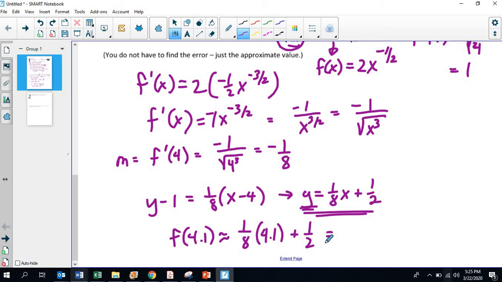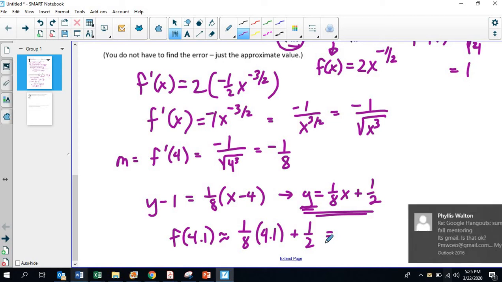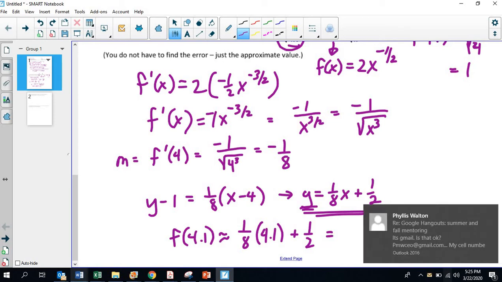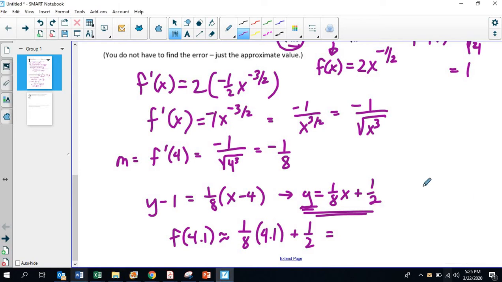We're not going to plug the 4.1 into the original function in our calculator. That's not what we're doing. We're plugging 4.1 into this function. So you get 1 divided by 8 times 4.1 plus 1/2. And that turns out to be the value of 1.0125, and that's your approximation value.